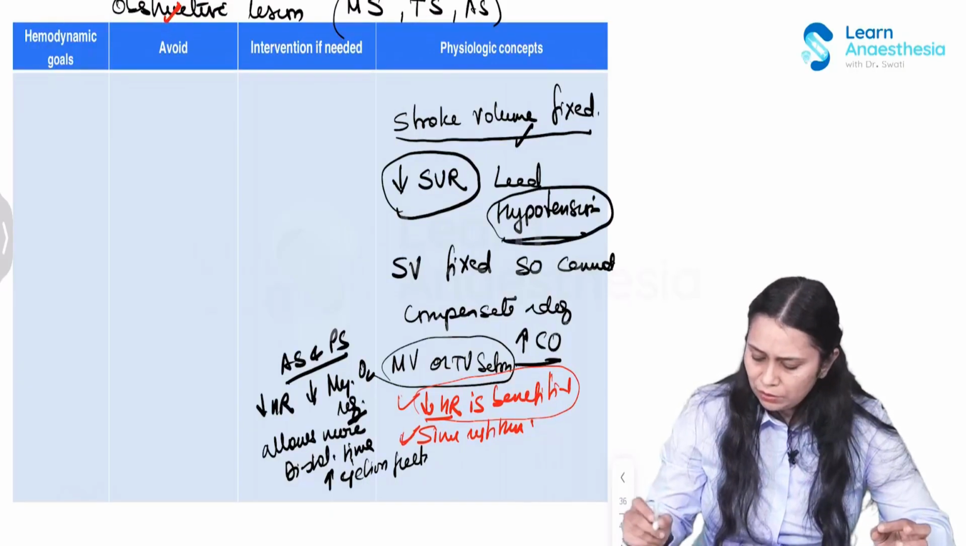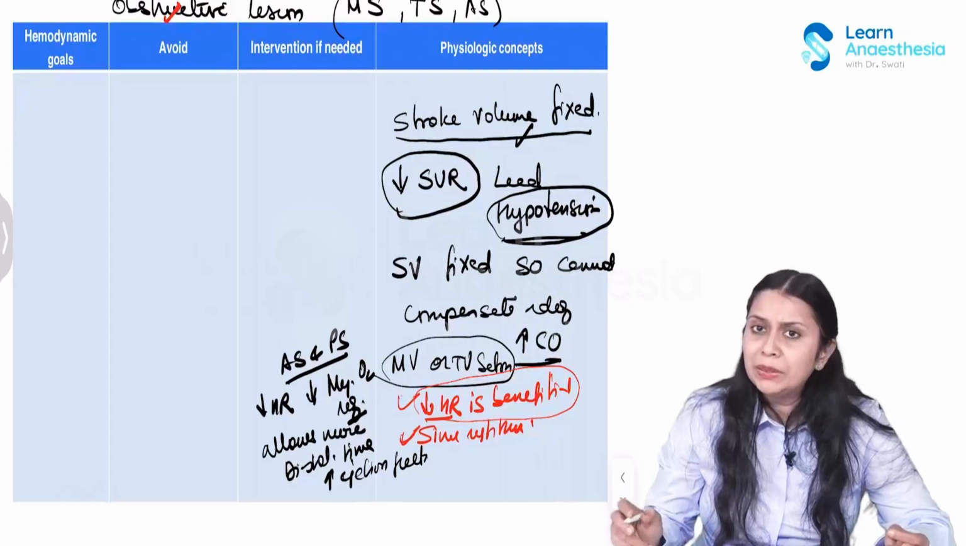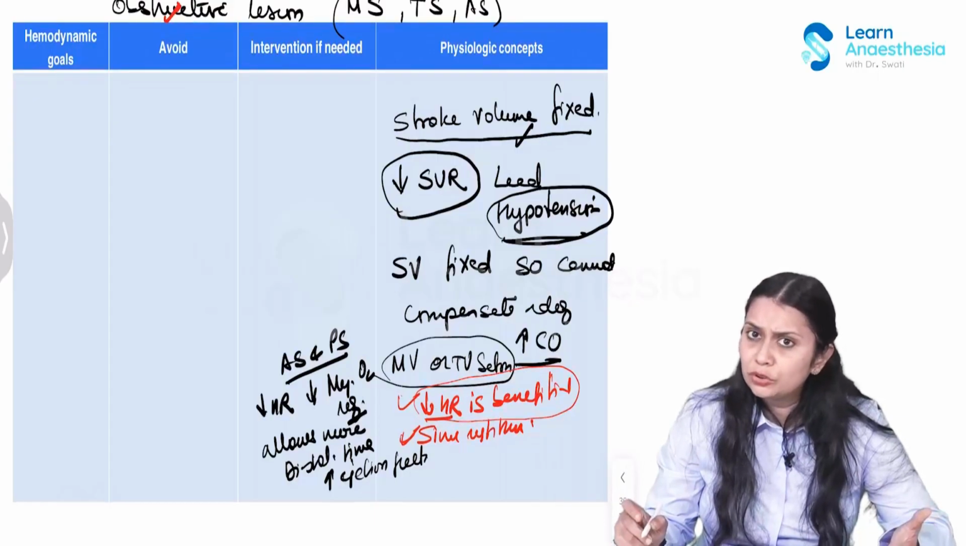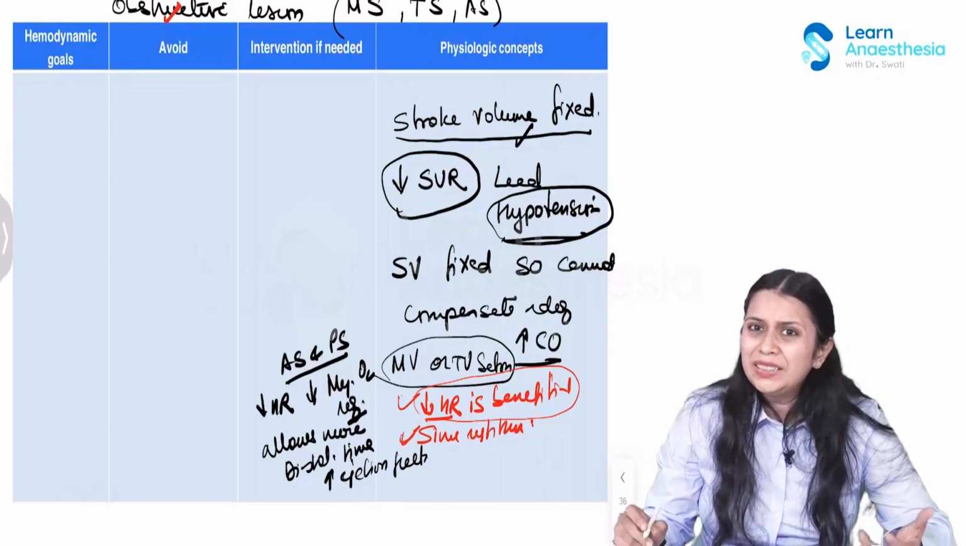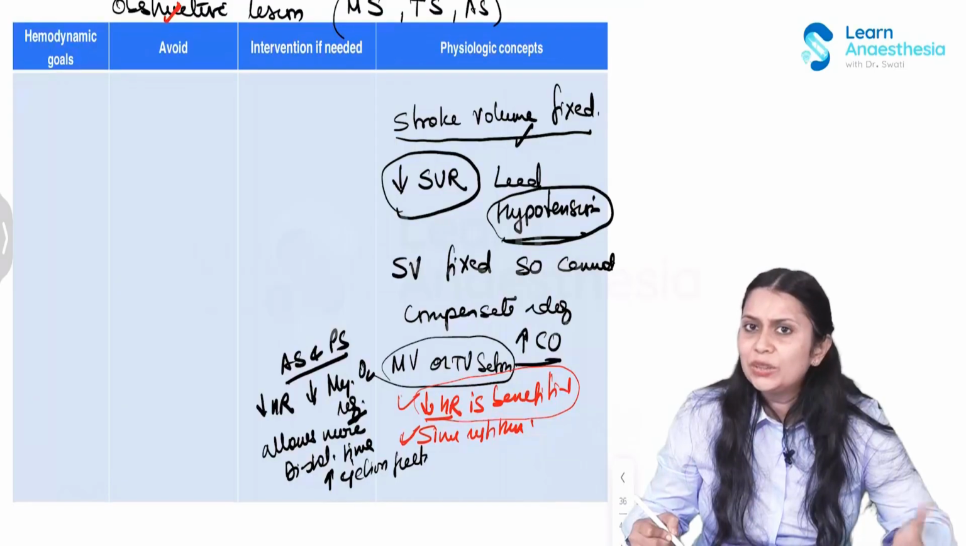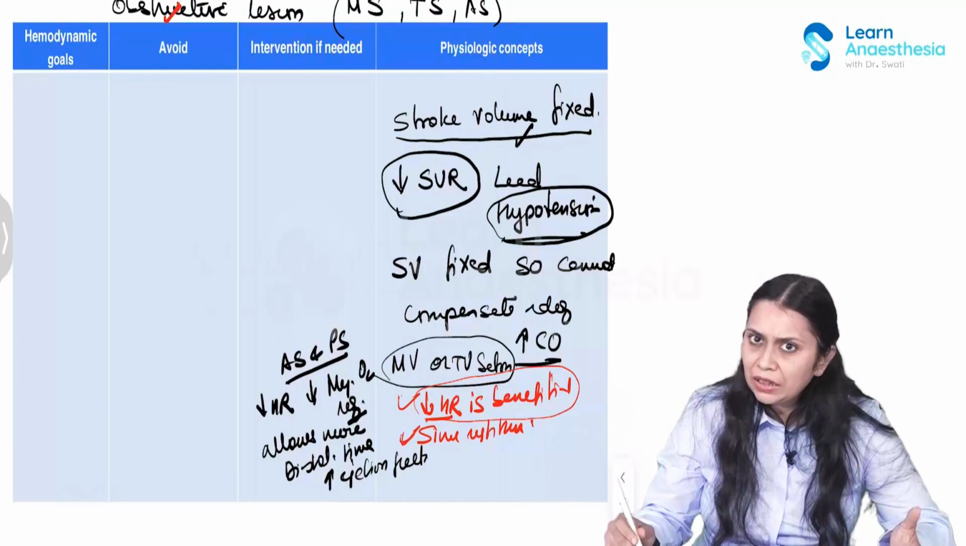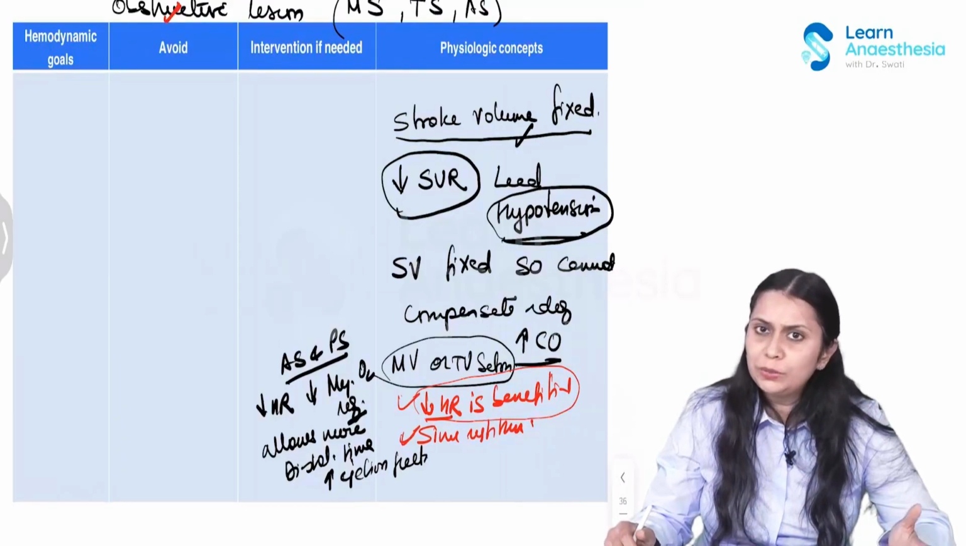Hypotension has to be avoided because a fixed cardiac output lesion depends upon the blood pressure for perfusion, because cardiac output may not increase compensatorily because of the fixed stroke volume. And to increase the stroke volume, what can we do? We can increase the diastole time. That can be increased with the help of decreasing the heart rate, bradycardia. So tachycardia and hypotension have to be avoided.